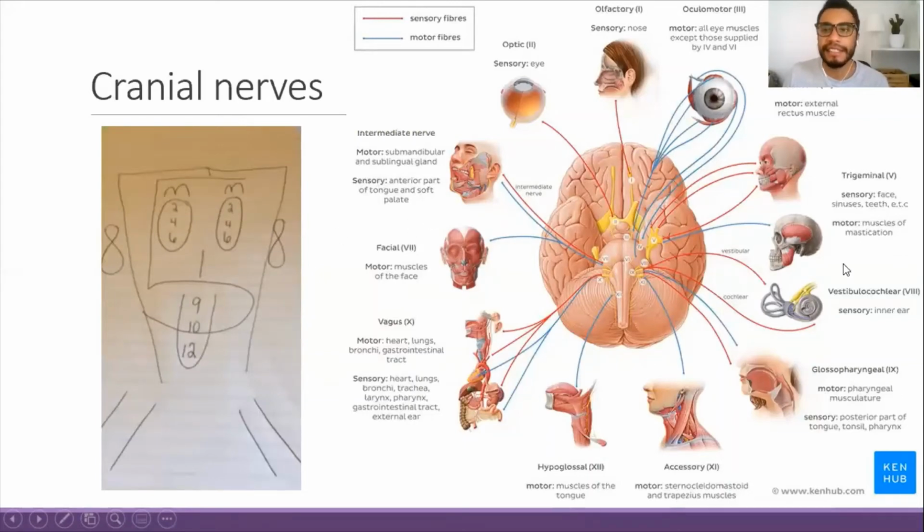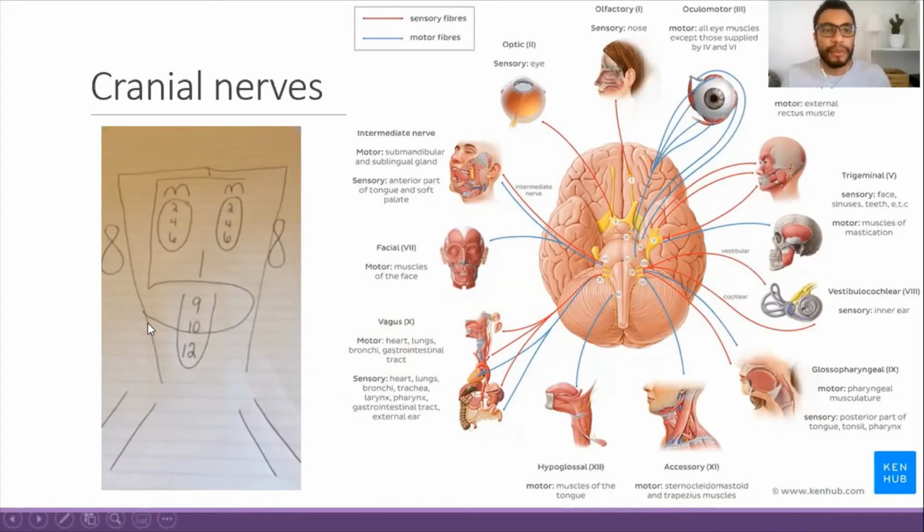Then we have 8. 8 here is the vestibulocochlear nerve. The vestibulocochlear nerve is located in the ears, as you see here. This is a sensory nerve, which is more related to providing sensation to the vestibular system related to balance, and to the cochlear system related with hearing. The function is to provide sensory information of balance and hearing.